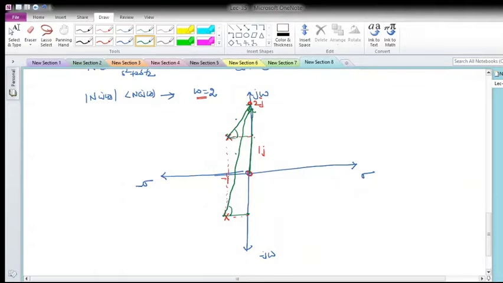This is 1, this is 1, so how much is this? The square root of 2. What about this one? This is 2 and this is 1. How much is this? This is 3 and this is 1, so the hypotenuse is the square root of 10. What about the angle? This is 1 and 1, so this angle is 45 degrees. And what about the angle this one makes with the real axis? It is tan inverse of 3 upon 1, which is about 71.6 degrees. Okay, now I know the magnitudes and angles for the poles.